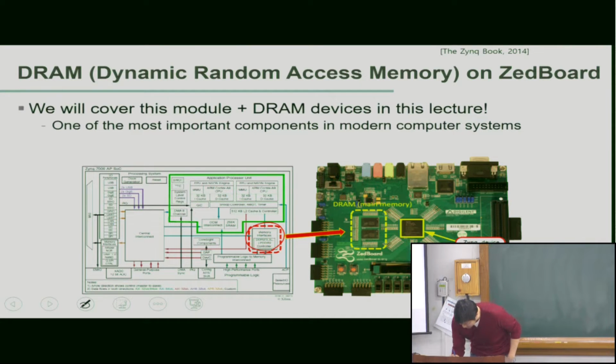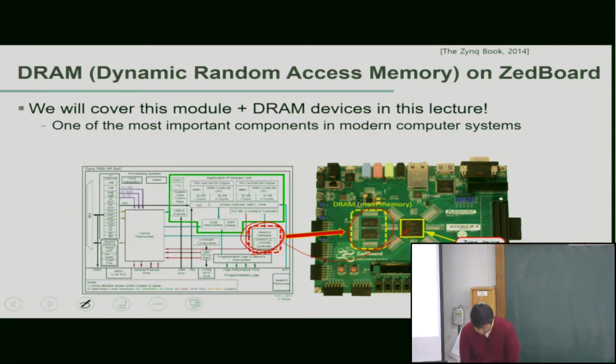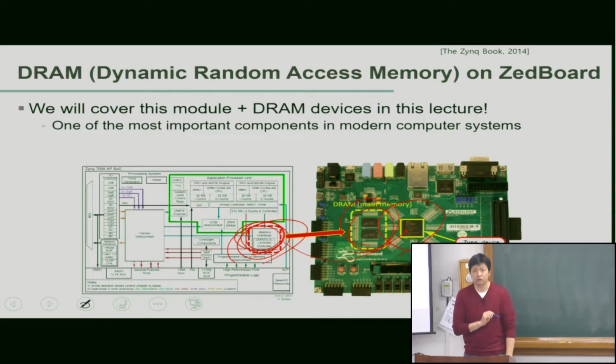And in your board, this memory controller is sitting in this chip, and this DRAM is the memory device, which is sitting on the same board. In this figure we have two parts, two devices, which are controlled by the on-chip memory controller. So we're going to cover these two parts, this one and this one, actually also this part in the chip. That's the topic of this lecture.